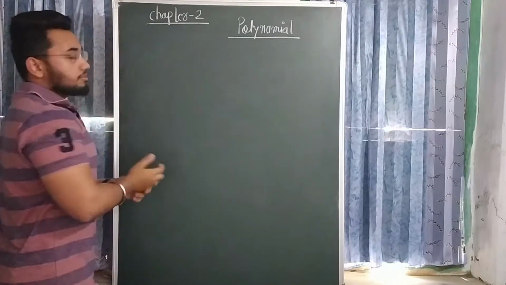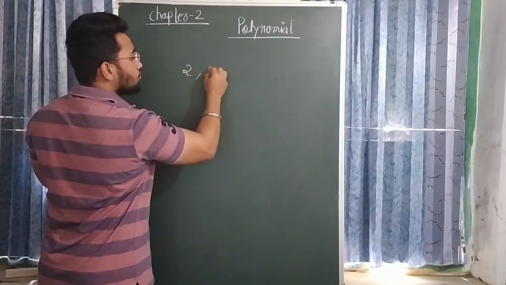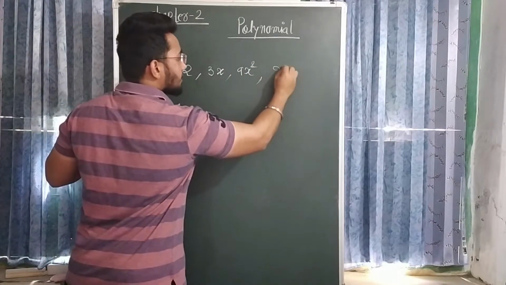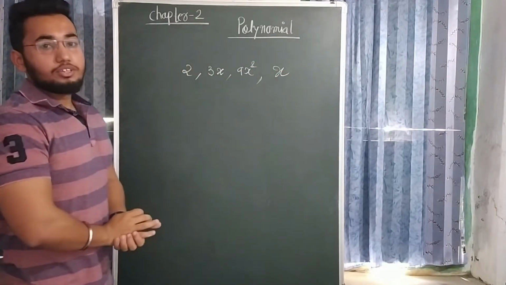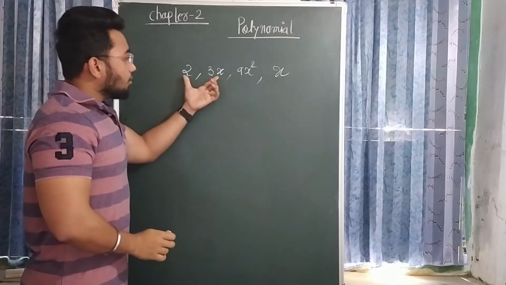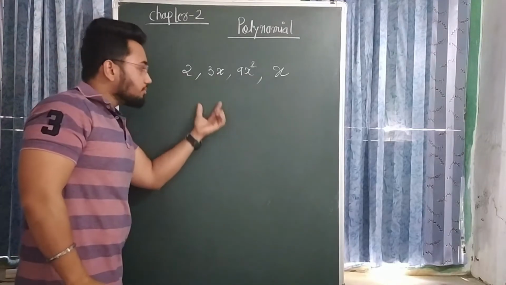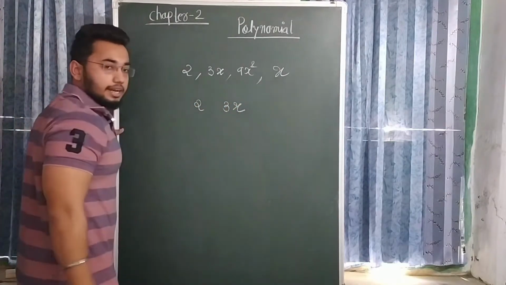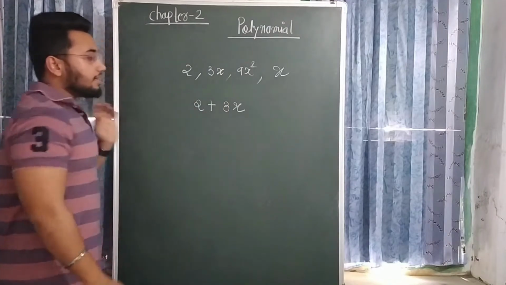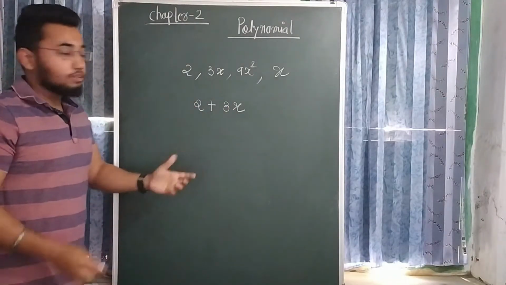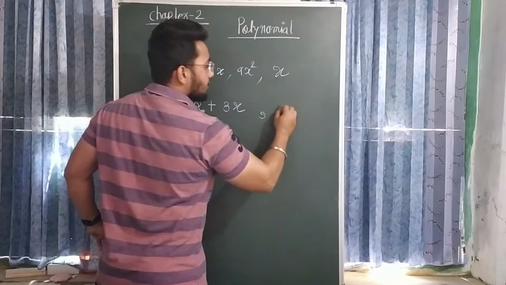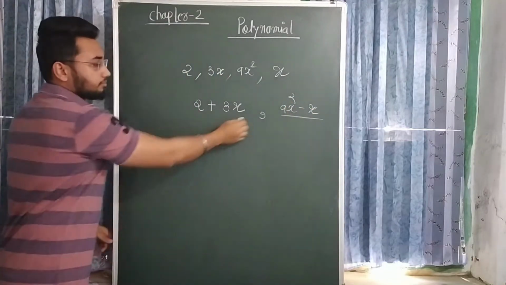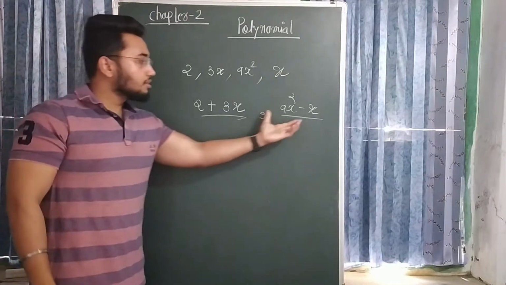Algebraic terms means whenever I write 2, 3x, 9x square, x, these all are algebraic terms. And whenever I take two algebraic terms, just like 2 and 3x, and I add them, then it will become a polynomial. You can add, you can subtract also. See, 9x square minus x. This is also a polynomial.